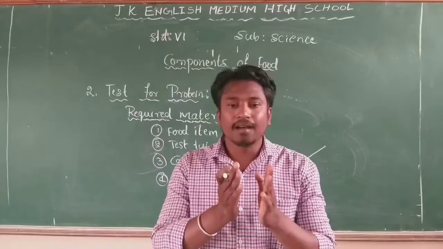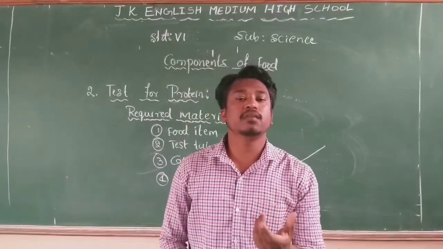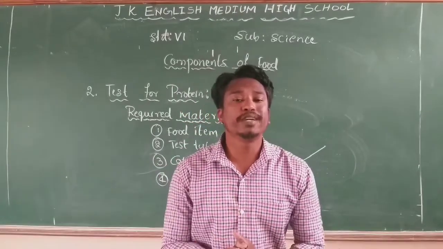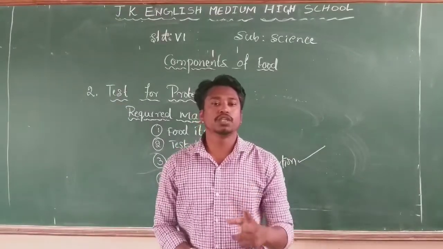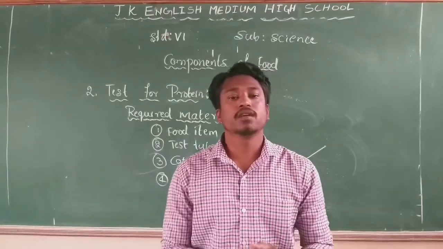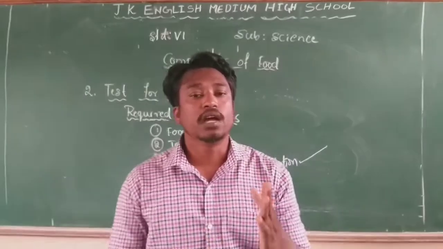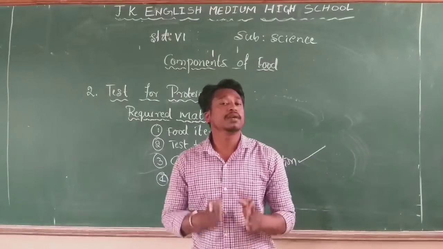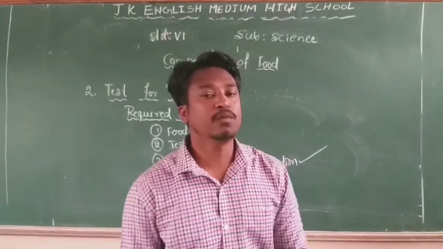If the color is changing to violet, that indicates the presence of protein in the food item. So two things you have to remember here. Food converts into which color? Violet color indicates that the food item contains protein component. I'll explain once again.